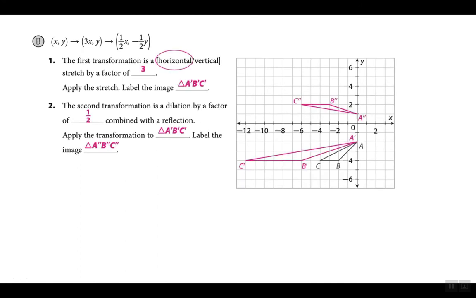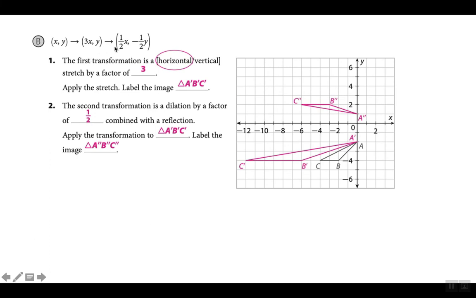For this one, I'm just going to show the answer. I am going to do another example where I work it out, but for this one, let's just look at it a second. Our first transformation is you're multiplying all the x coordinates by 3. Since you're only multiplying the x coordinate, and the x coordinate controls the horizontal movement, the first transformation is a horizontal stretch by a factor of 3 because you multiplied by 3. That's the one labeled A prime, B prime, C prime. It also affected the position of a lot of these points.